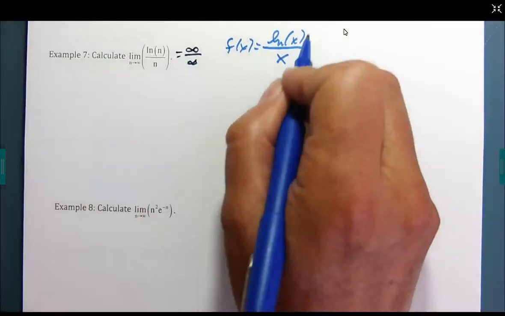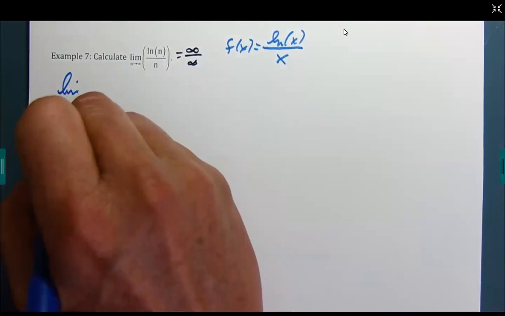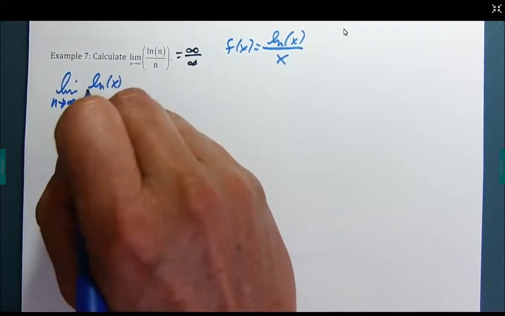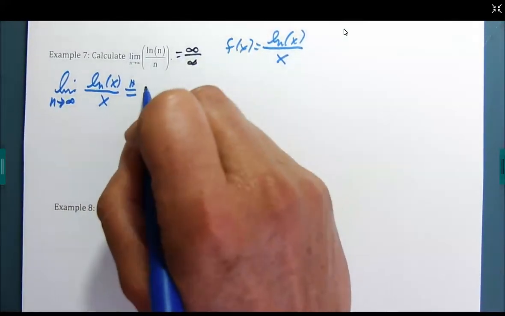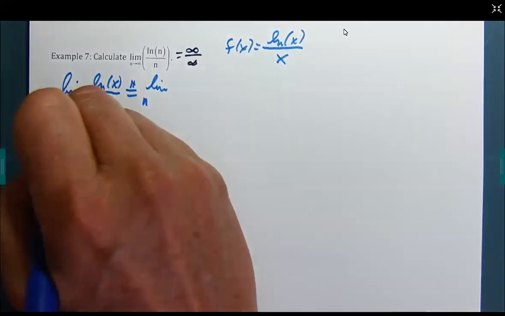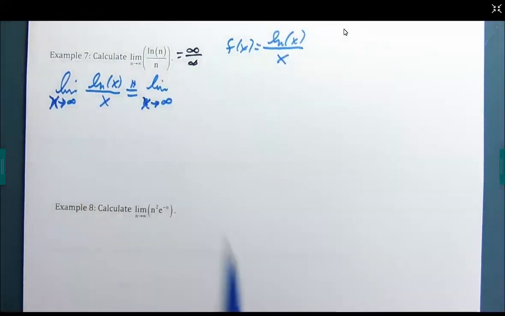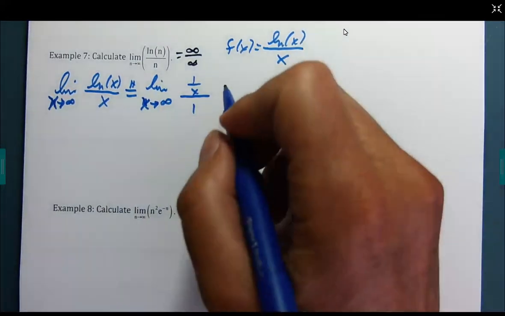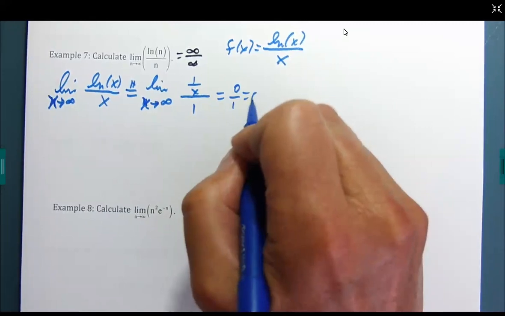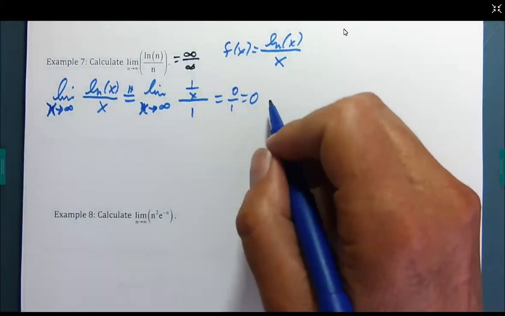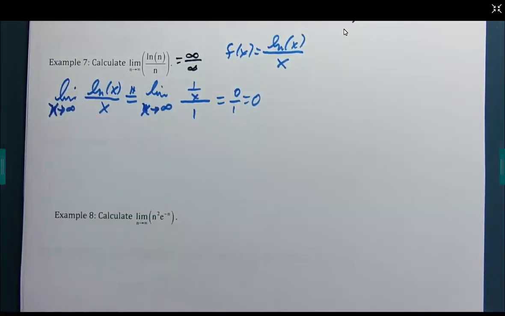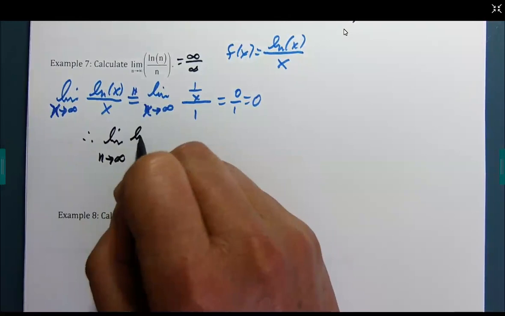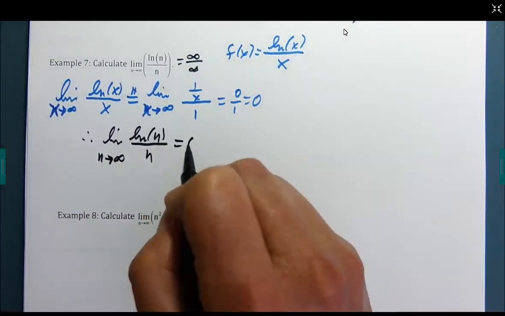So we've got to change it to a continuous function. The limit as x goes to infinity of ln x over x. And now we can apply L'Hopital's. This is now x goes to infinity, x goes to infinity. And this is going to give me 1 over x over 1. That goes to 0, so this becomes 0 over 1, which is 0. Therefore, the limit as n goes to infinity of ln of n over n is also 0, which is convergent.